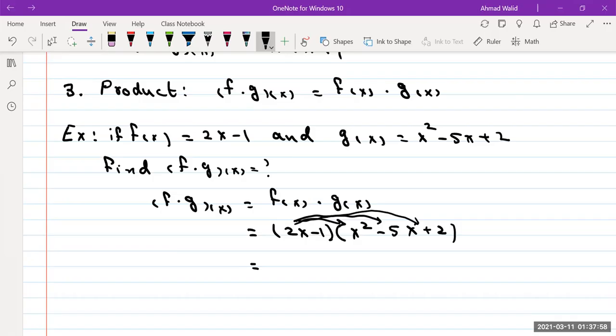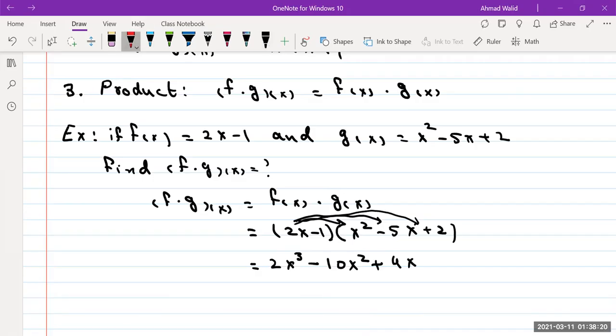Then it's equal 2x times x squared gives you 2x cubed. Positive times negative gives you negative. 2 times 5 gives you 10. X times x gives you x squared. Positive times positive gives you positive. 2x times 2 gives you 4x.